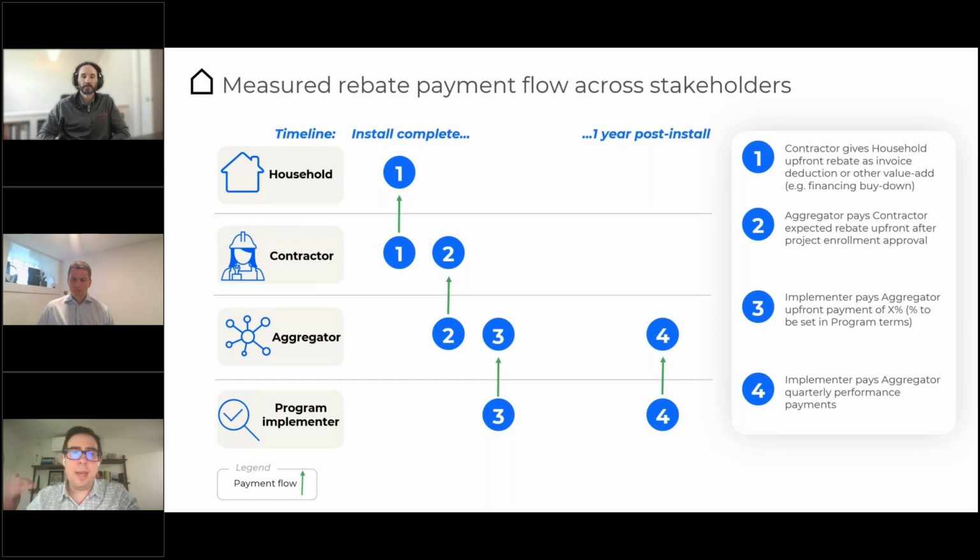If you walk through this slide, the contractors and the household receive the rebates upfront from the aggregator. And this actually usually means that contractors are getting paid faster than most programs are allowed to pay. So this is another benefit that we've seen to the contractors: quicker cash flow turnover, so they can reinvest and continue to grow their business.